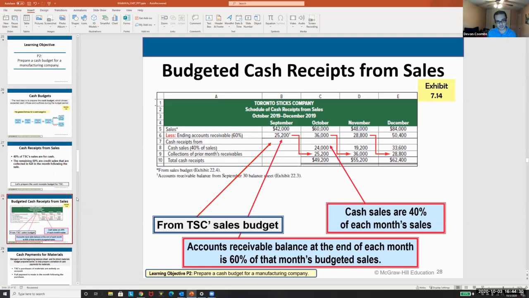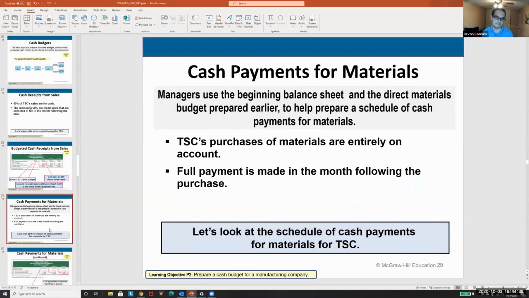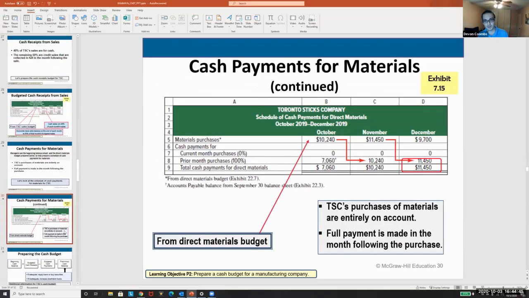Now that we know how much cash we expect to receive, right? Going back here, budget our cash receipts. Now we need to figure out how much we're going to pay. So we're going to have to pay for material. We'll have to pay for other aspects too, but let's just look at material because we'd also have to pay for salaries and all of that, SG&A.